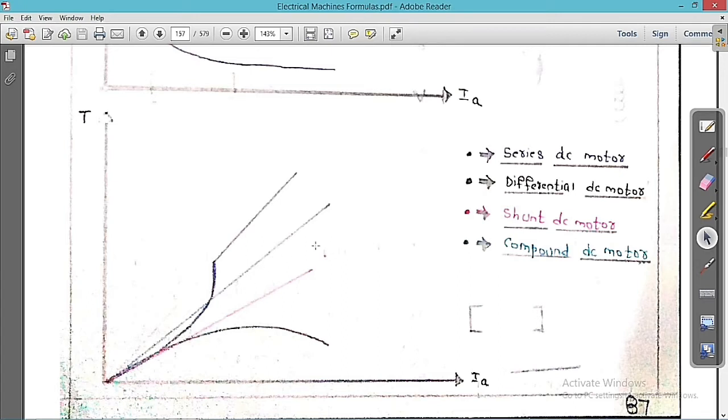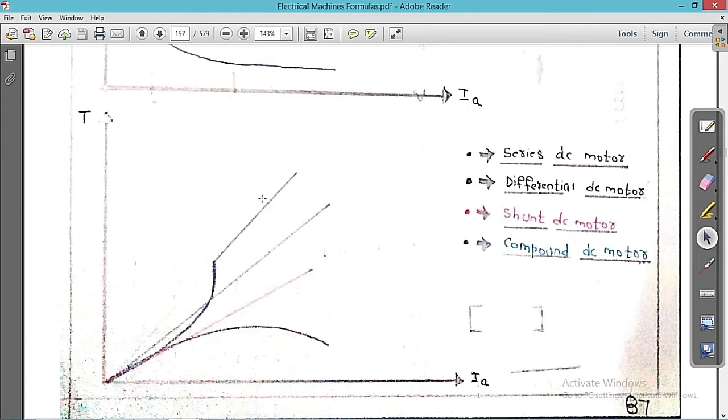You can see clearly, at higher loads, which means Ia is higher, this cumulative compound motor has high torque when compared to the shunt motor. So this is what I am trying to tell here. At a huge amount of Ia current, the torque of the compound motor is higher when compared to the shunt motor. So we can say simply that at higher loads, a cumulative compound DC motor has higher torque than a shunt motor, as you can see clearly from the graph itself.